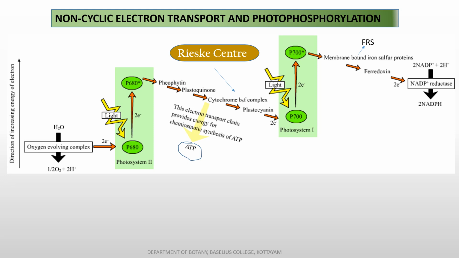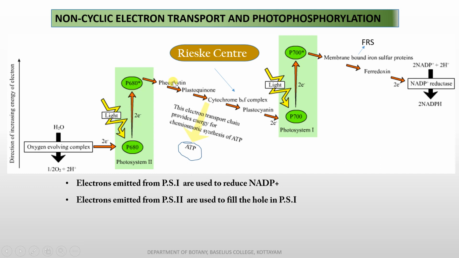And why the name non-cyclic? Here electrons ejected from one position are never returned back to the original position. They are used up somewhere. We know electrons ejected from PS1 are utilized to reduce NADP+. They are never returning back to PS1. At the same time, electrons emitted from PS2 are never returning back to PS2, but they are used up to fill the hole of PS1. So that is why the name non-cyclic electron transport.